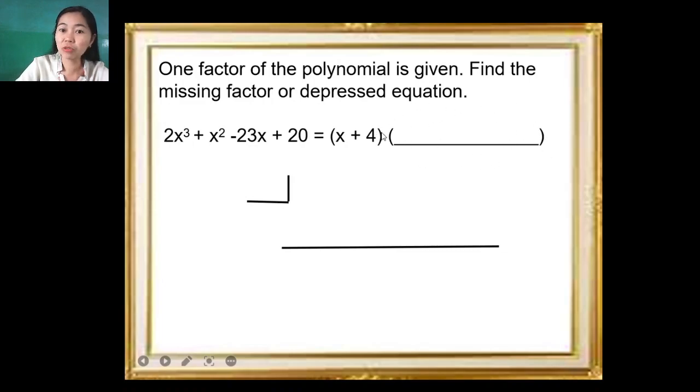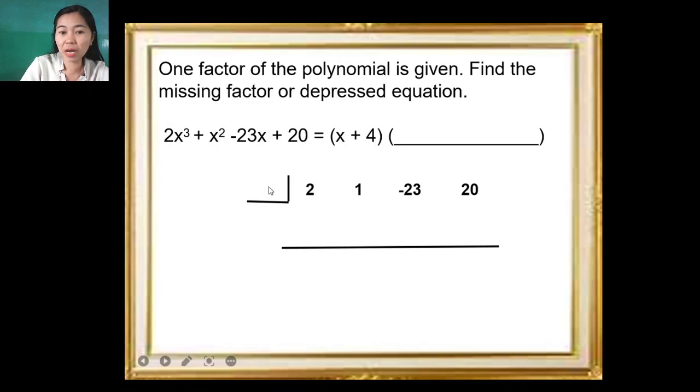Ito, yung depressed equation. Ito yung manggagaling sa third row kapag gumawa tayo ng synthetic division. Since given na yung first factor, x plus 4, ibig sabihin, pwede na natin gamitin yung negative 4 niya sa value ng r coming from our factor. Ayan. So, factor mo kasi si x plus 4. So, ang r dyan ay negative 4. So, ilalagay natin dito. Tapos, yung coefficients natin, kuhanin natin doon sa given polynomial na 2x cubed plus x squared minus 23x plus 20. Walang nawawalang term, kompleto, third degree, second degree, first degree, constant. So, we have 2, 1, negative 23, 20.